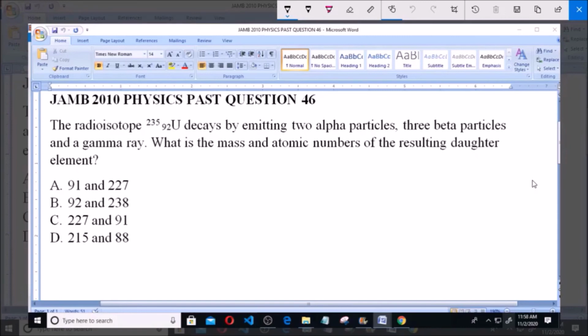The radioisotope uranium-235 (atomic number 92) decays by emitting 2 alpha particles, 3 beta particles, and a gamma ray. What is the mass and atomic numbers of the resulting daughter element? A. 91 and 227, B. 92 and 238, C. 227 and 91, D. 215 and 88. So we're asked to obtain the mass and atomic numbers of the resulting daughter element when this radioisotope undergoes this sort of radioactive decay.